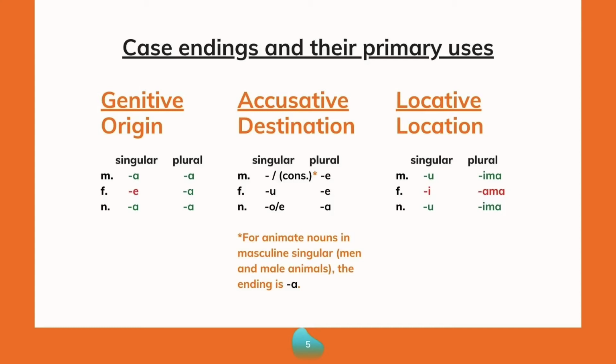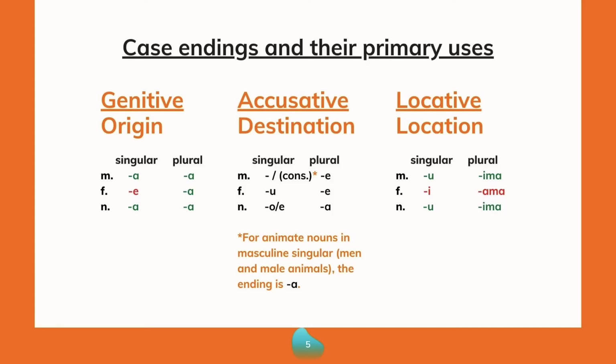When we speak about objects, so inanimate nouns, it means not people or animals, then the ending is the same as in nominative, so just the consonant at the end. If the noun is animate, so it represents man or male animals, then the ending is A.